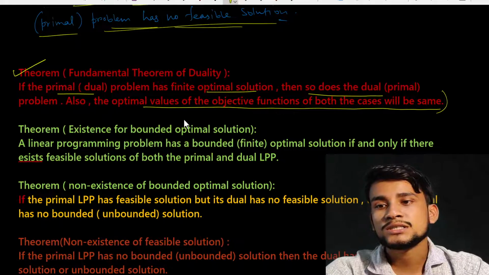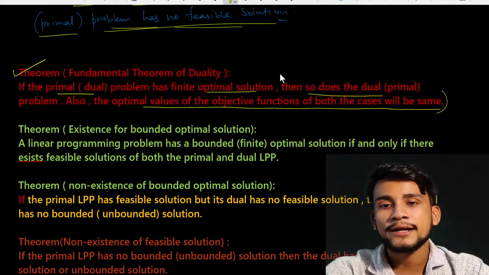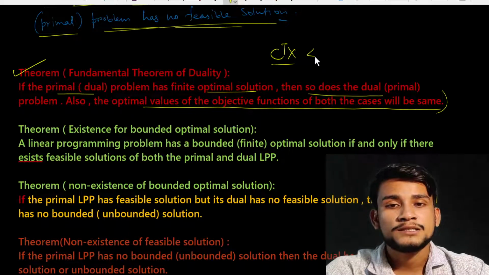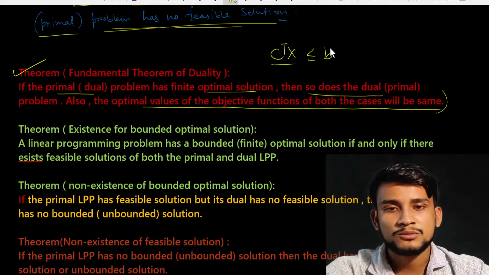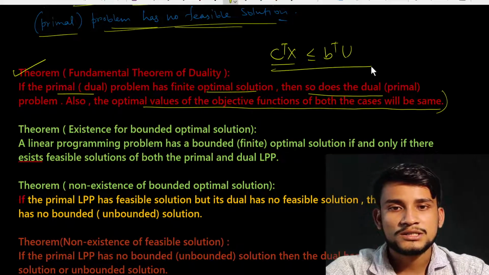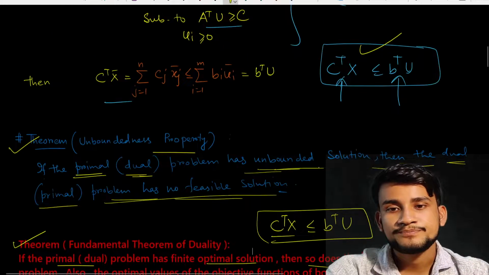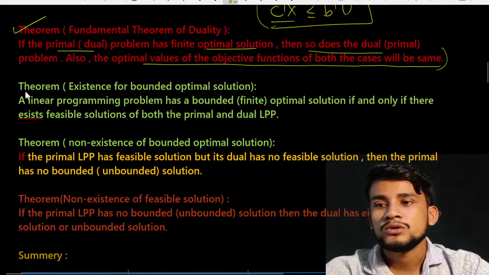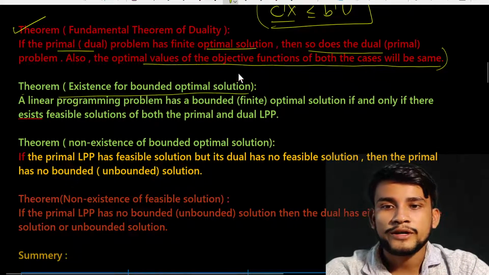This is the fundamental duality theorem, and we just said that C transpose x, the value of the objective function, is less than or equal to B transpose u. This is the weak duality theorem. Now let us come to another theorem, which is the existence of a bounded optimal solution.